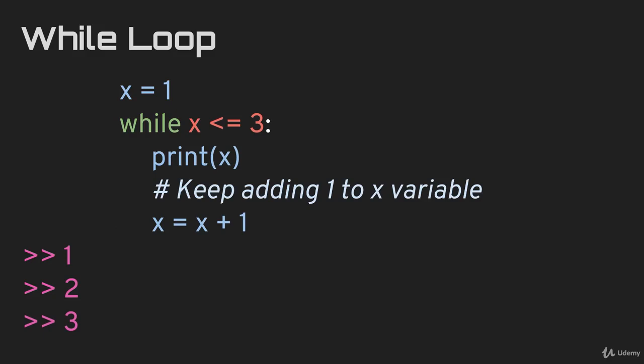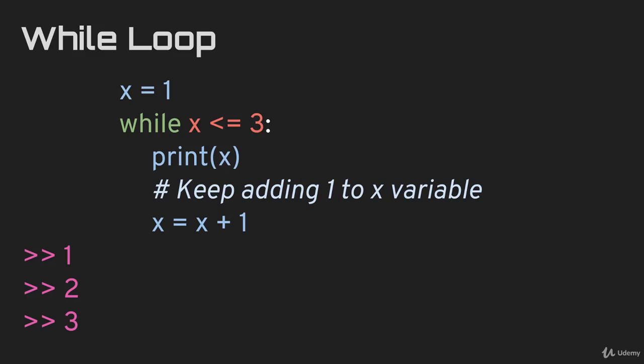Here we can see we've defined a variable x equal to 1, and we say while x is less than or equal to 3, we have a block of code that will continually execute while the while condition remains true. We will go ahead and print out the number x, and then we see here in commented form that we're adding 1 to the x variable. So we reassign x equal to the previous value of x plus 1.